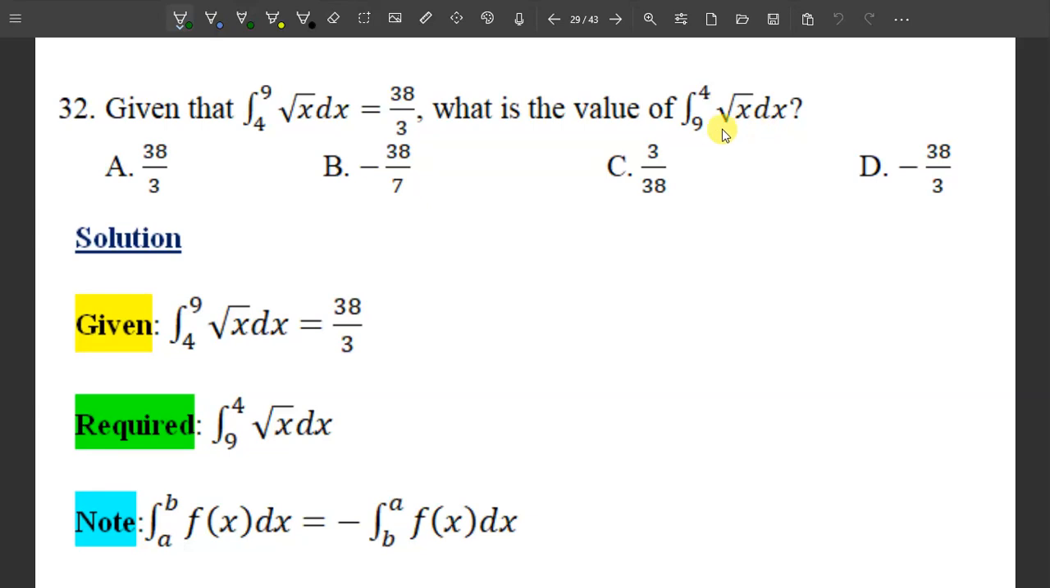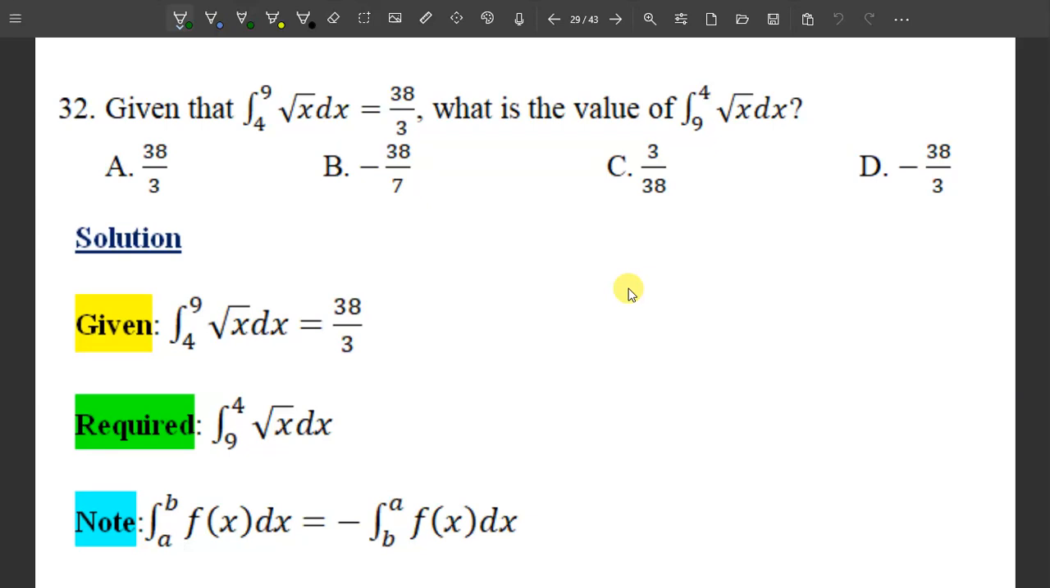As you can observe, inside the integration we have radical x, and also here inside the integration we have radical x. They are the same, but the difference is we interchange the upper limit and the lower limit of the integration. 9 and 4 are interchanged. 9 here becomes the lower limit of integration, whereas 4 is the upper limit of integration.